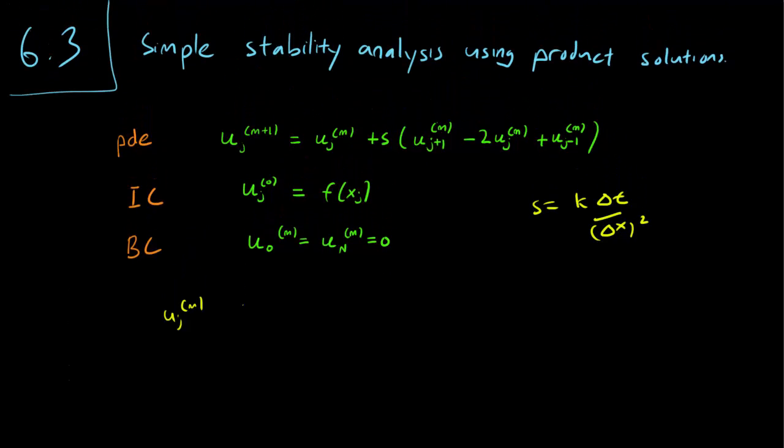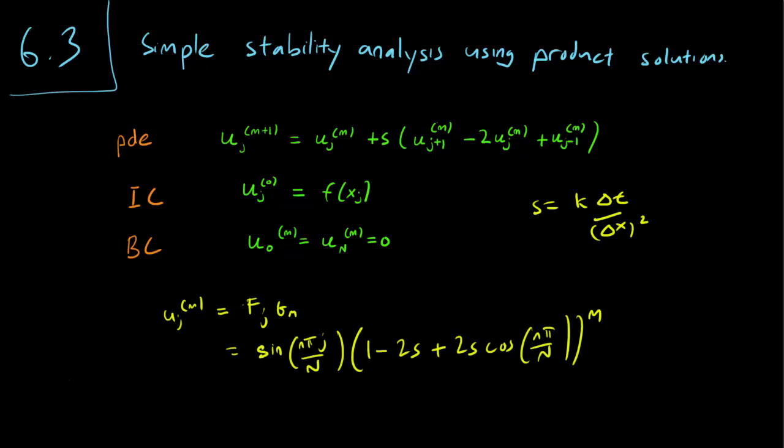Hello class, this is section 6.3 and in this video we are going to discuss simple stability analysis using product solutions. In a previous video we were able to write down the product solutions of our partial difference equation here, F_j^m, and we got our product solution u_j^m equals sine(nπj/N), big N, times (1 minus 2s plus 2s cosine(nπ/N)) raised to the nth power.